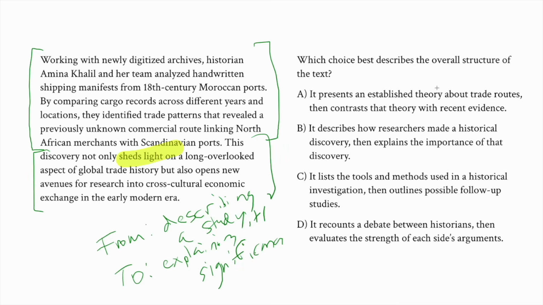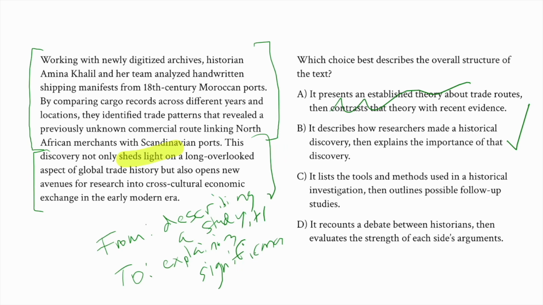So it presents an established theory about trade routes, then contrasts that. And again, we don't see anything that would indicate a contrast, and so we don't want to pick that. It describes how researchers made a historical discovery, then explains the importance of that discovery. Yes, it describes a study and explains its significance. And again, they really seem to like this relationship, whether it's in a structure passage or a function passage. And again, that word, this discovery sheds light on, this finding highlights, etc. That's like a flashing neon sign that says, here's the point, here's why it matters.